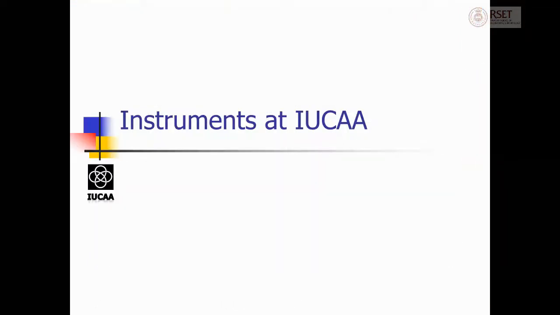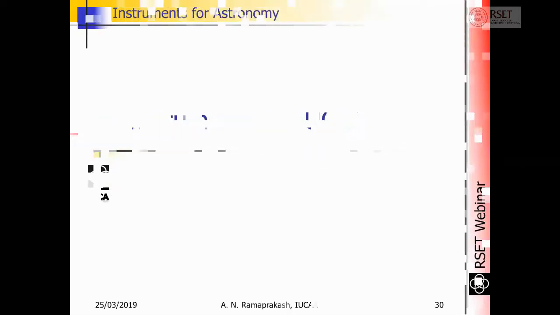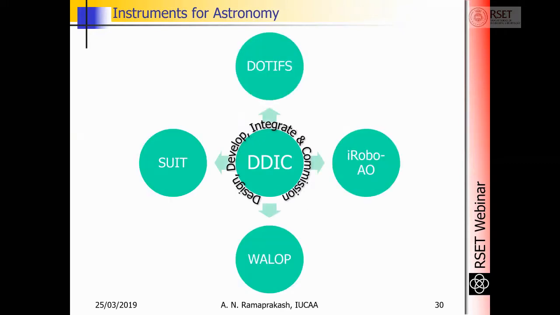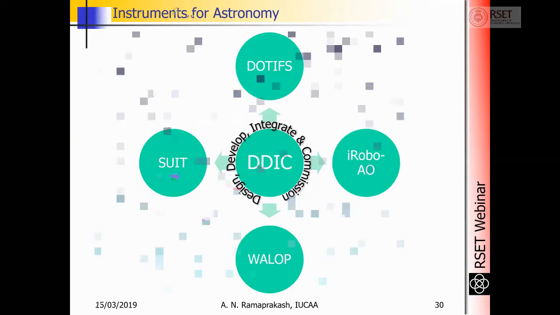So let me just quickly run through what we do at IUCAA. I clearly run out of time, so let me just quickly run through what we do. We make a lot of instruments for astronomy in IUCAA. We start with the entire life cycle of design, develop, integrate, commission instruments at observatories. And I'll just quickly mention 3 or 4 of these things which we are involved in.